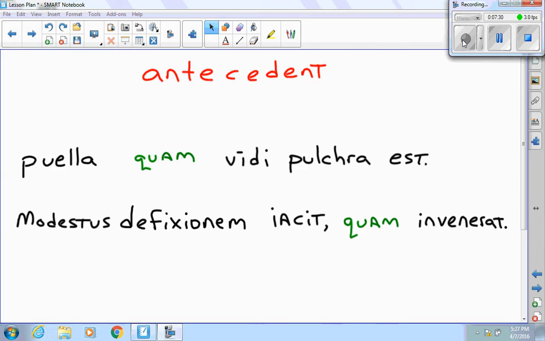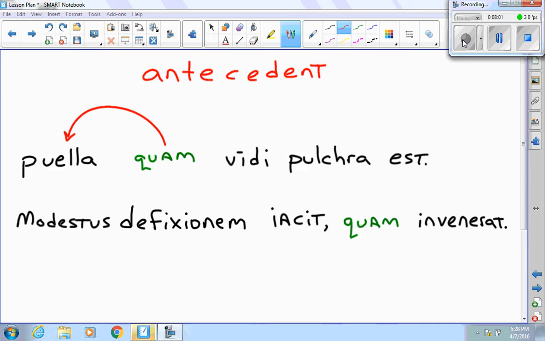Finding the antecedent, especially to the relative pronouns, but to any pronoun really, is very important. What is the antecedent? Well, that is what the pronoun replaces. So I have in the first one, puella quam vidi pulchra est. The girl whom I saw is beautiful. Quam is replacing puella. So if I ask what's the antecedent of quam, you would say puella is the antecedent of quam. Now, they're not always that cut and dry.